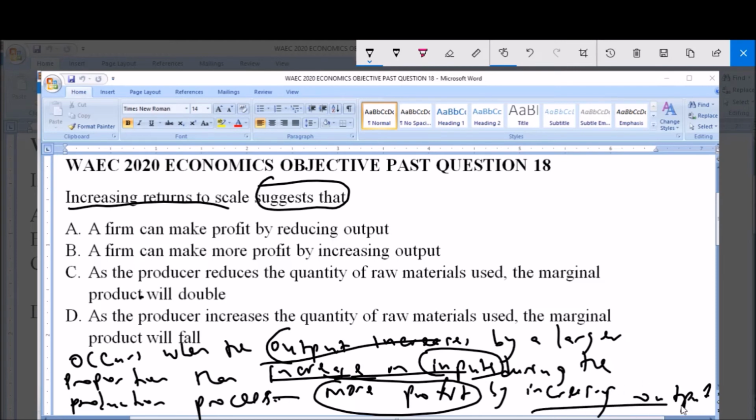And the output, of course, can be increased by increasing the inputs or the factors of production. So it suggests that a firm can make more profits by increasing outputs, and that is option B. So it is the correct answer to this question.